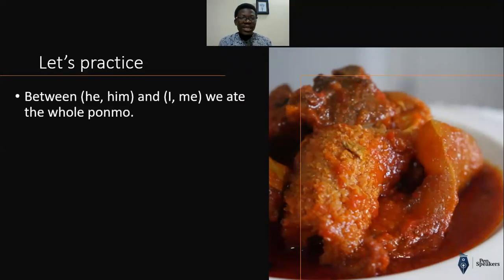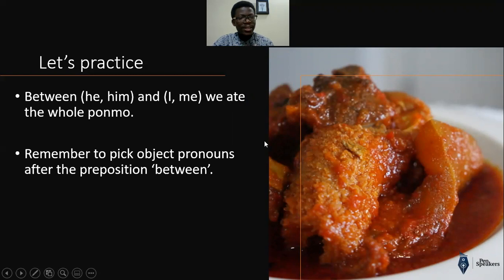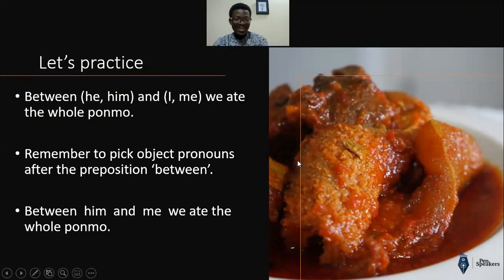Let's go on. So take a look at this sentence. Between dash and dash, who ate the whole Mama? So between he, him, and I, me, who ate the whole Mama? Let's find out. Remember, what does the rule say? The trick says you're to pick the object pronouns after prepositions like between. So between he and him, what is the object? Him. You've said it. It has the letter M. Exactly. Between him and me, we ate the whole Mama. That's what we have as the answer.